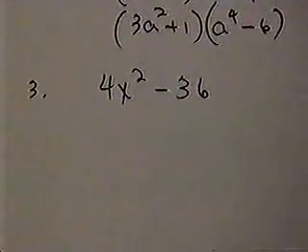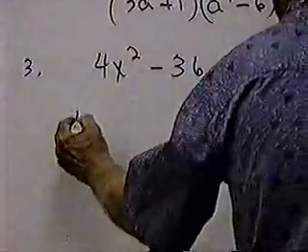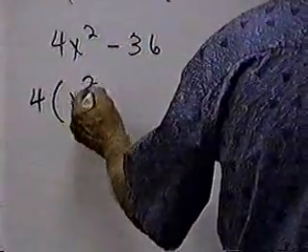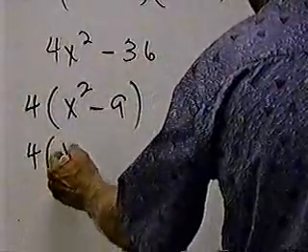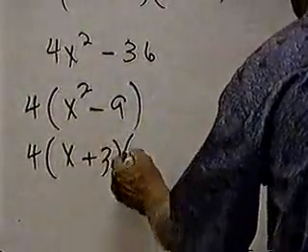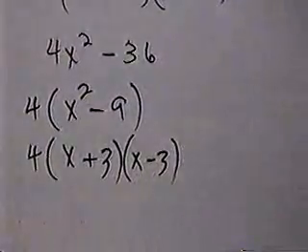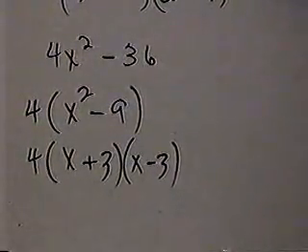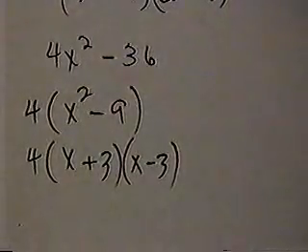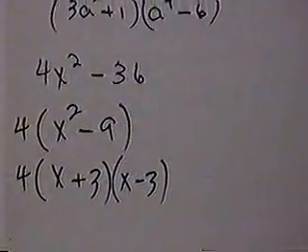Number 3, example number 3. What's our first rule? Common factor. So factor the common factor out. And now we're back to problem number 1. This factors into plus 3 and minus 3. Okay. All right, let's go to example 4.